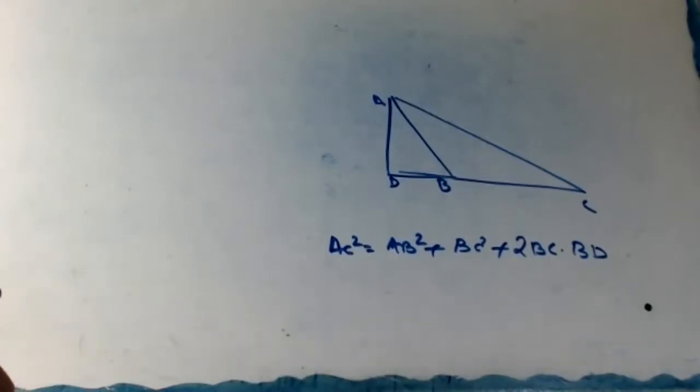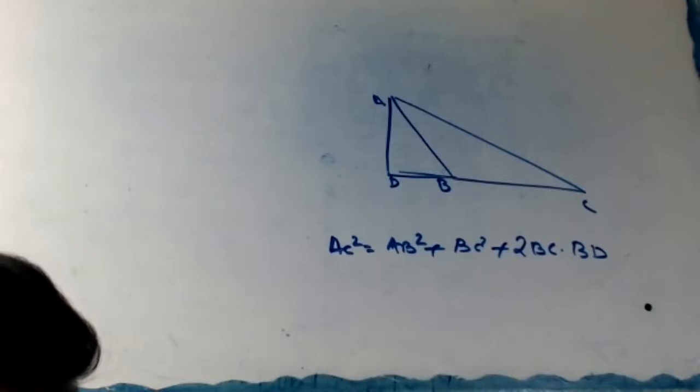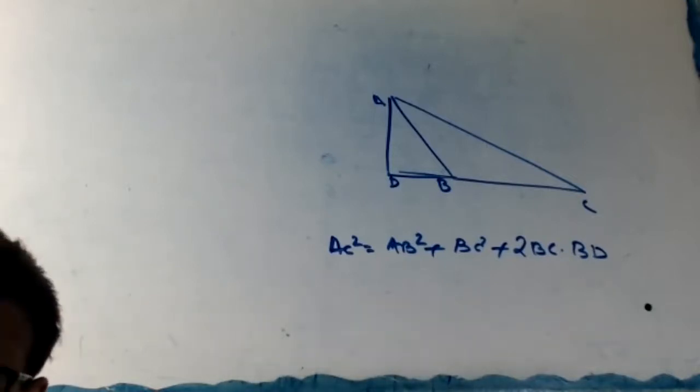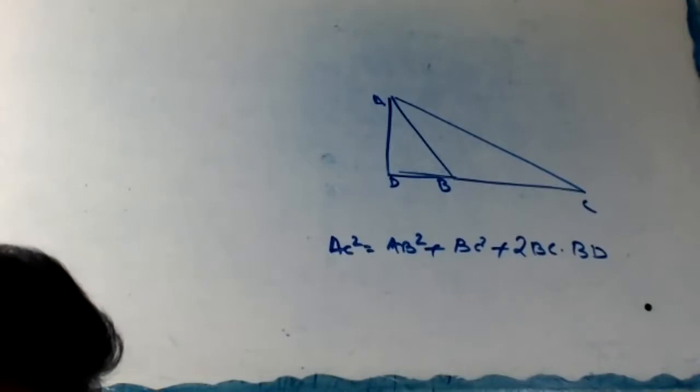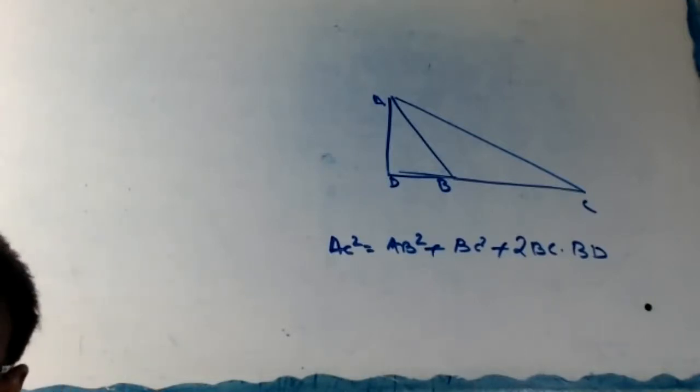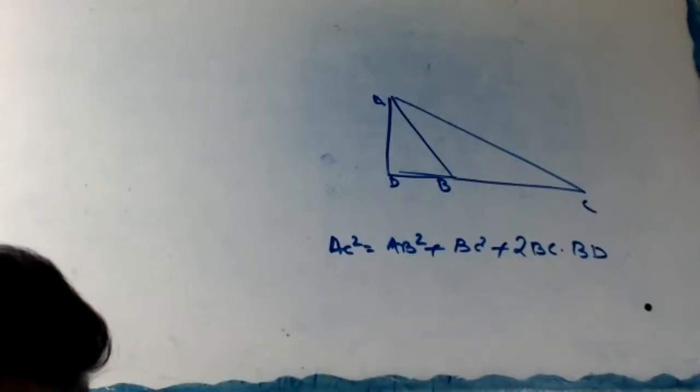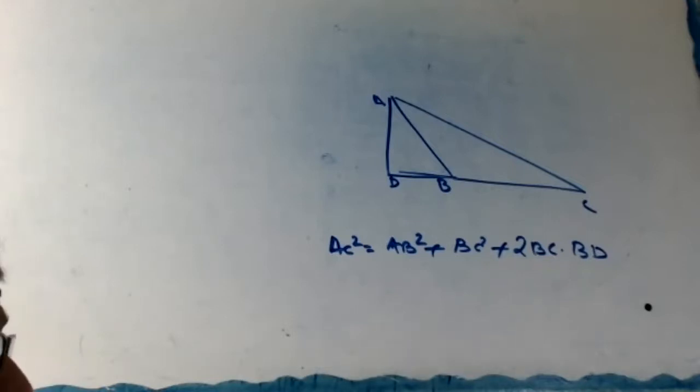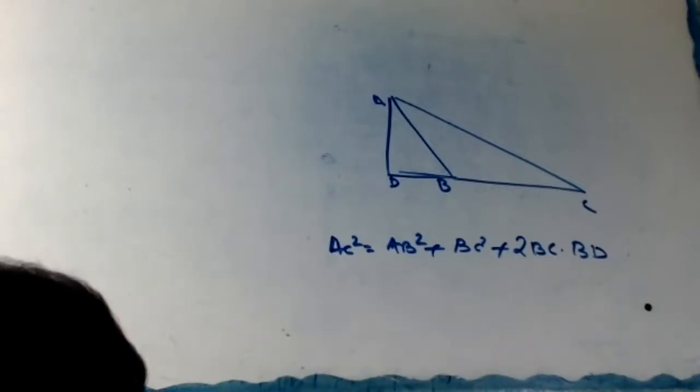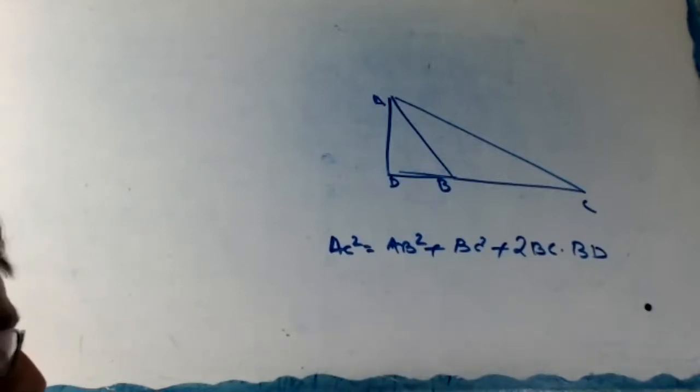Question is in triangle ABC, angle ABC greater than 90. That means obtuse. AD perpendicular to CB produced. Prove that AC square equal to AB square plus BC square plus 2BC into BD. Okay, it is here.